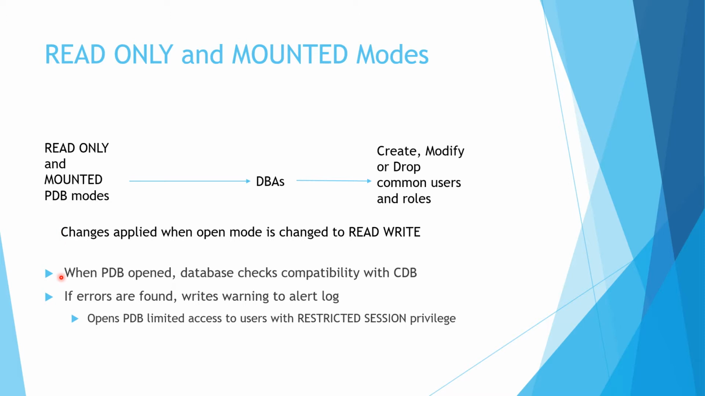When a pluggable database is opened, the database checks its compatibility with the root container. If any errors are found, a warning is written to the alert log. The database is opened with restricted session. A user with a restricted session privilege can connect to the database and resolve the errors before the database can be opened for read-write.